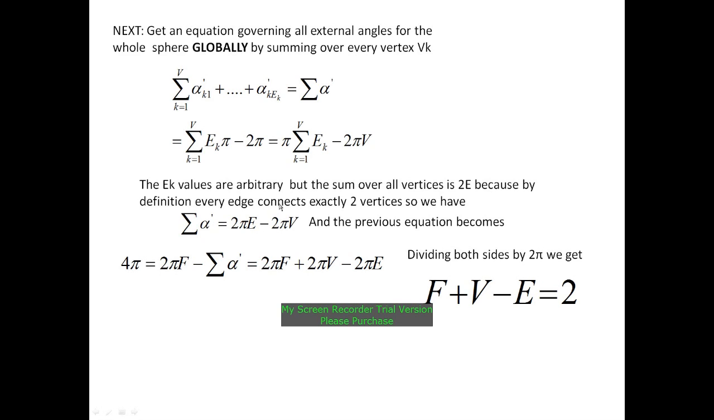We can go back to the original equation, which was that 4 pi equals 2 pi f minus the sum of all the external angles. So we take the negative of this term and say 4 pi equals 2 pi f plus 2 pi v minus 2 pi e. But you can divide out the 2 pi, and suddenly you get the equation we're looking for, Euler's formula for any arbitrary Euclidean convex polyhedron: f, the number of faces, plus v, the number of vertices, minus e, the number of edges, equals 2. Always, always, always. That's quite an amazing result, and it wouldn't have been possible using Euclidean geometry.